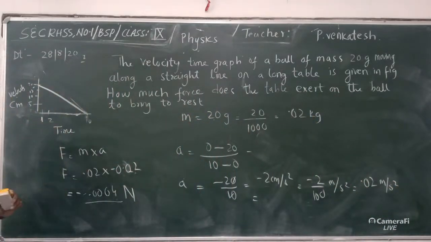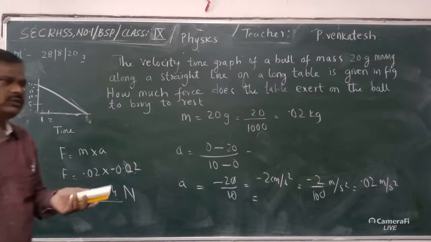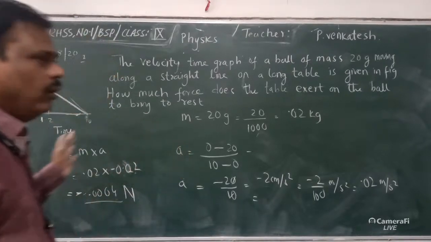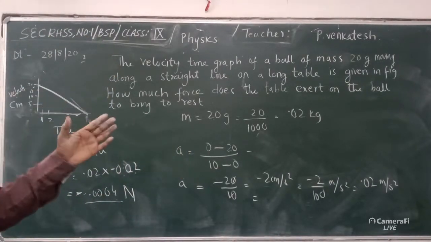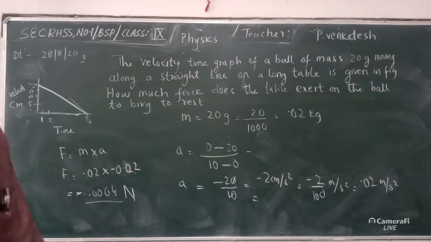Now force is equal to mass into acceleration. Force equals mass 0.02 into acceleration 0.02, that is 0.0004 newtons. This is negative. The negative sign indicates that the force is exerted on the ball in the direction against the motion. Okay, come on, take down.